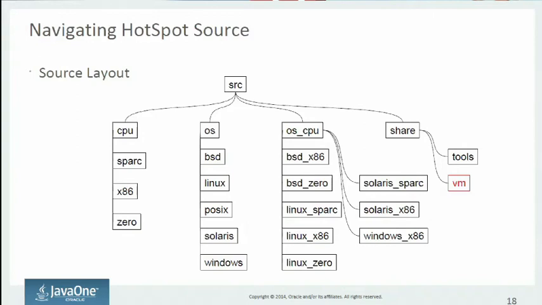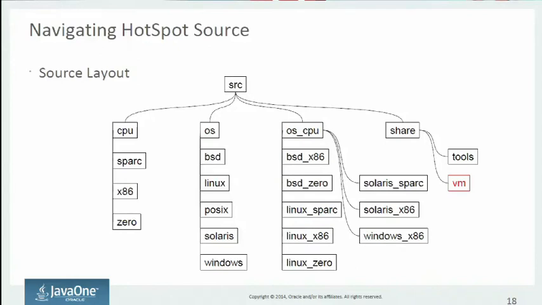So the source directory under Hotspot has got 4 subdirectories. First one is CPU, and that contains source files that are specific to a particular hardware architecture, SPARC, x86 or zero. The OS subdirectory has files that are specific to a specific OS platform. OS CPU are those that are specific to a combination of those. And then finally, the share directory is the one that's most interesting because that has all of the Hotspot code that is shared across all of the platforms. And that's the major place for all of the Hotspot common code.